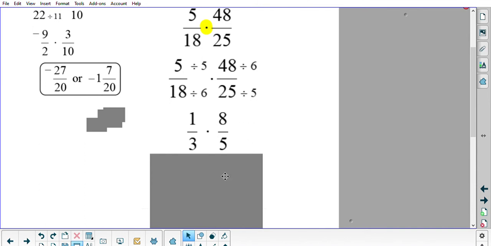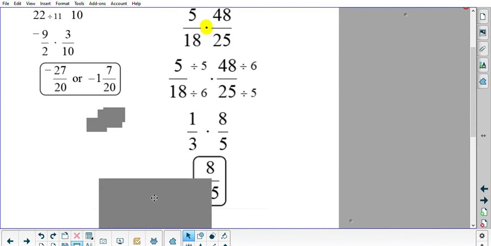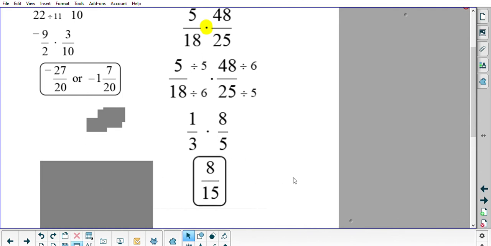All right, 1 times 8 is 8. 3 times 5, 15. And that is in simplest form. If you did not reduce diagonally by as much as you could have, then you would have had an answer that was not in the simplest form, and you would have had to reduce it further to get the same answer that I have, which is 8/15.